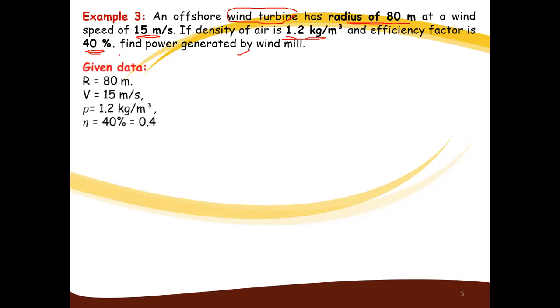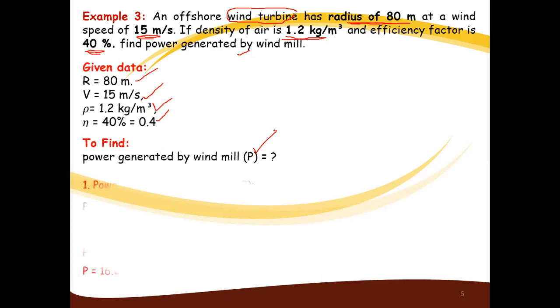So we have to find out what will be the output power of this windmill. Given data: radius of the turbine is 80 meter. Then wind speed, that is velocity, is 15 meter per second. Then air density is 1.2 kg per meter cube. And the efficiency is given 40%, that is 0.4. Now we have to find out the power generated by windmill.